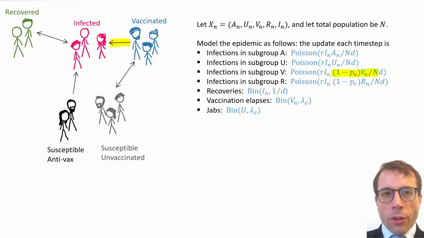And how about this transition for vaccinated people to become infected? I put in an extra factor 1 minus p sub v. The idea is that vaccination gives protection against infection. I think the AstraZeneca jab is around 80% effective, so we'd only expect 20% of potential infections to actually turn into real infections. So p sub v in this expression is the protection level for the vaccine.